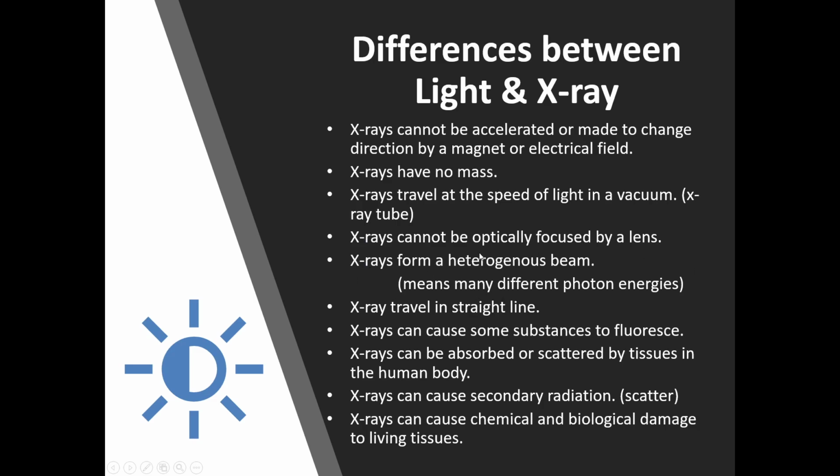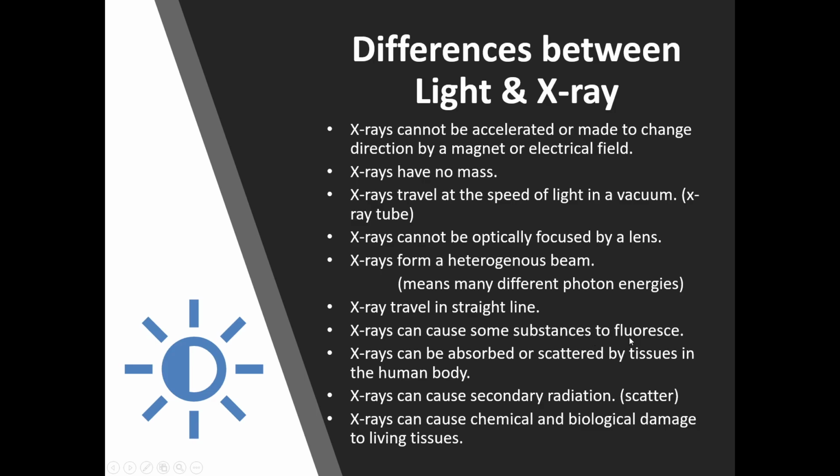And then X-rays form a heterogeneous beam. We'll talk about this in a couple weeks. But essentially, heterogeneous, hetero means different. X-rays, when we make them, don't all come out at the same energy level. They're going to have a bunch of different photon energy levels. X-rays travel in straight lines. That's an incredibly important one that we'll use as the basis for a lot of concepts down the line. And then there are some fringe, less important ones here, but X-rays can cause some substances to fluoresce.